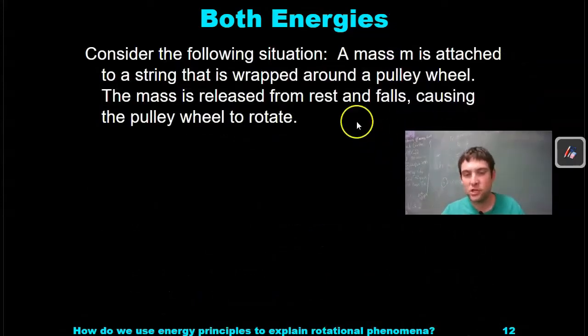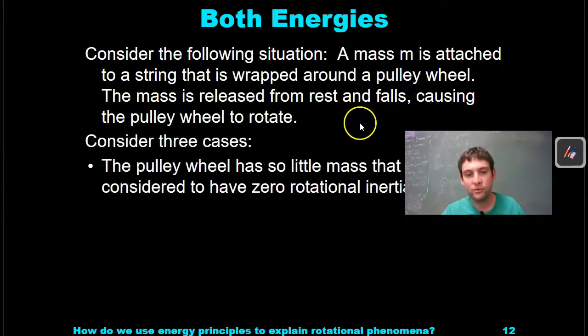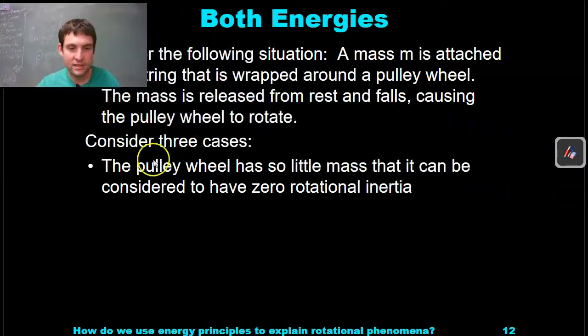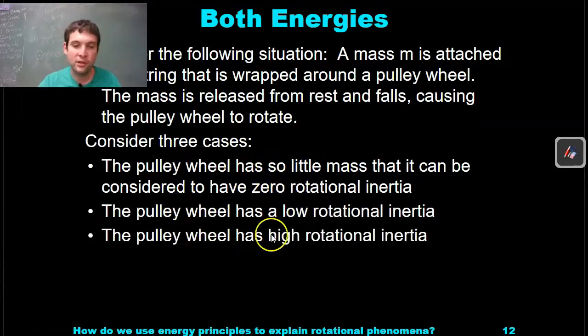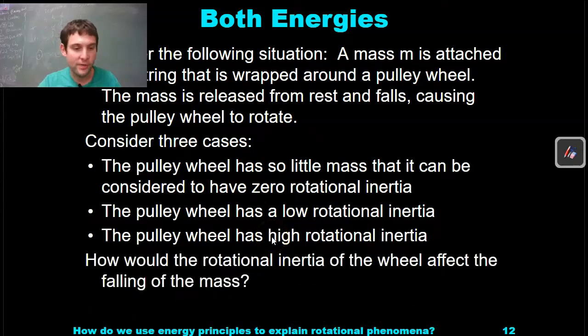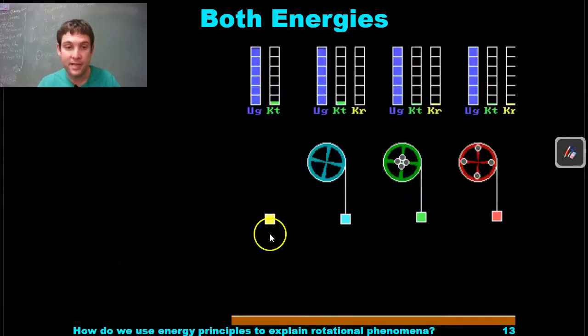Consider the following situation. A mass m is attached to a string that is wrapped around a pulley wheel. The mass is released from rest, causing the pulley wheel to rotate. We're going to look at three cases. The first one, the wheel has so little mass that it can be considered to have zero rotational inertia. So it's like a frictionless pulley. The pulley wheel has a low rotational inertia, and the pulley wheel has a high rotational inertia. How would the rotational inertia of the wheel affect the falling of the masses?